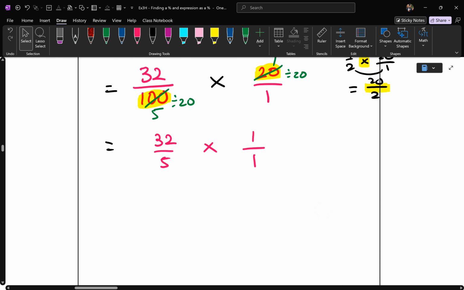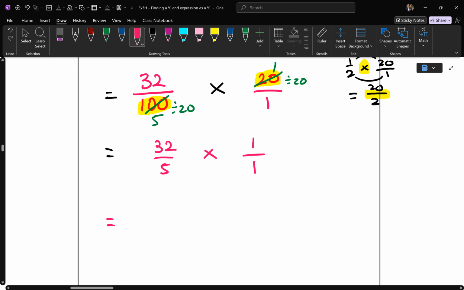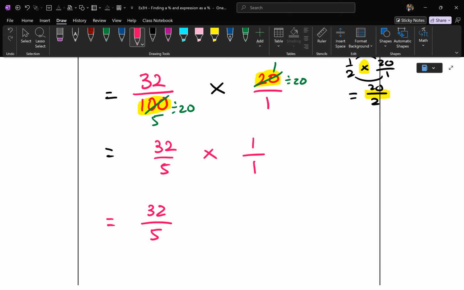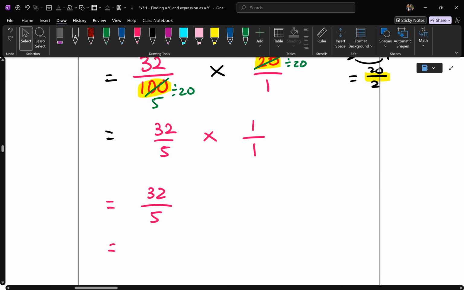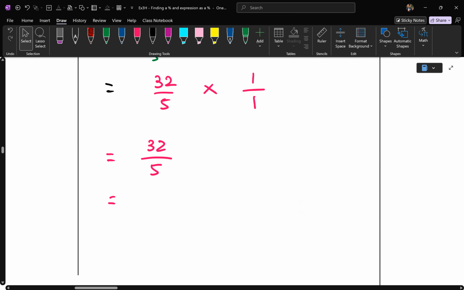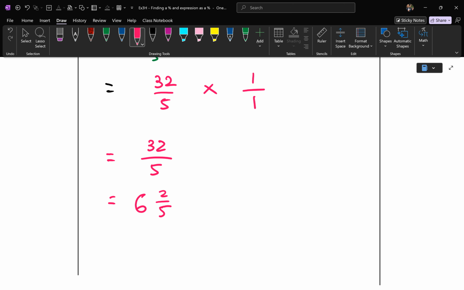Now when I multiply that together, I get 32 times 1, which is 32, and 5 times 1, which is 5. This is your value, so not percent. The value of 32% of 20 is 32 over 5. But most students don't know what that is. 32 over 5 is not a number that you're familiar with. That's why we changed this to a mixed fraction so people kind of understand. How many 5s fit in 32? 6 remainder 2 out of 5. So this actually means when I say 32% of 20, it's about 6 and 2 fifths.